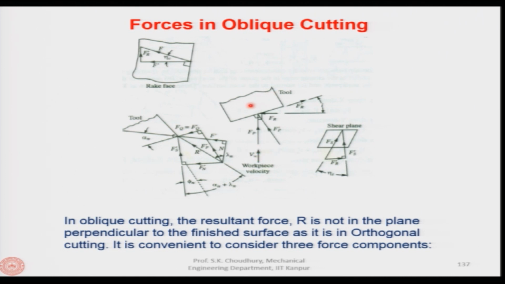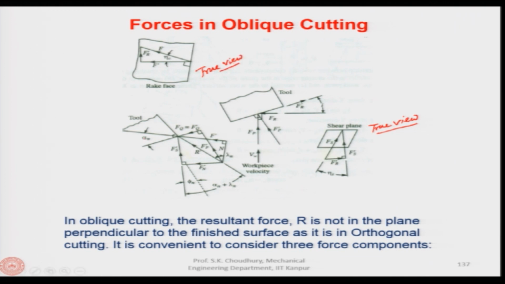Now, this tool can be represented in a plane normal to the cutting edge as this. So, this is the rake face and this is the flank face of the tool. And these forces, or this tool, can also be represented in the shear plane. This is called the true view of the shear plane, meaning that if you look at the shear plane perpendicularly, this is the true view, then you will see the true view of the shear plane, and this is the true view of the rake plane.